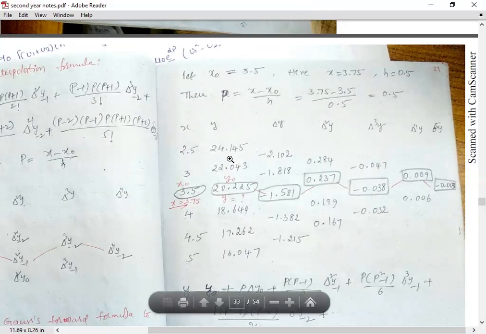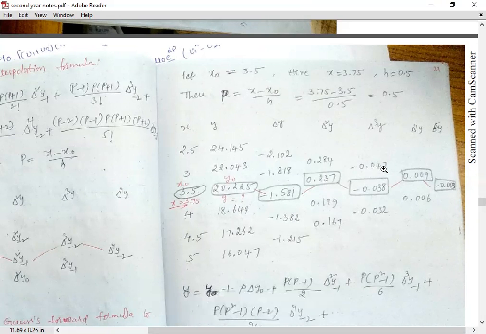We are taking x values and y values vertically and forming the difference table. As we are asked to use Gauss forward formula, we need to choose x naught, y naught, which is the set above x in the table. We are asked to find y at x equal to 3.75. It's very clear 3.75 lies between 3.5 and 4. For Gauss forward, we should always take x naught, y naught above this x, so that x naught can be chosen as 3.5. So the corresponding y is y naught, which is 20.225.